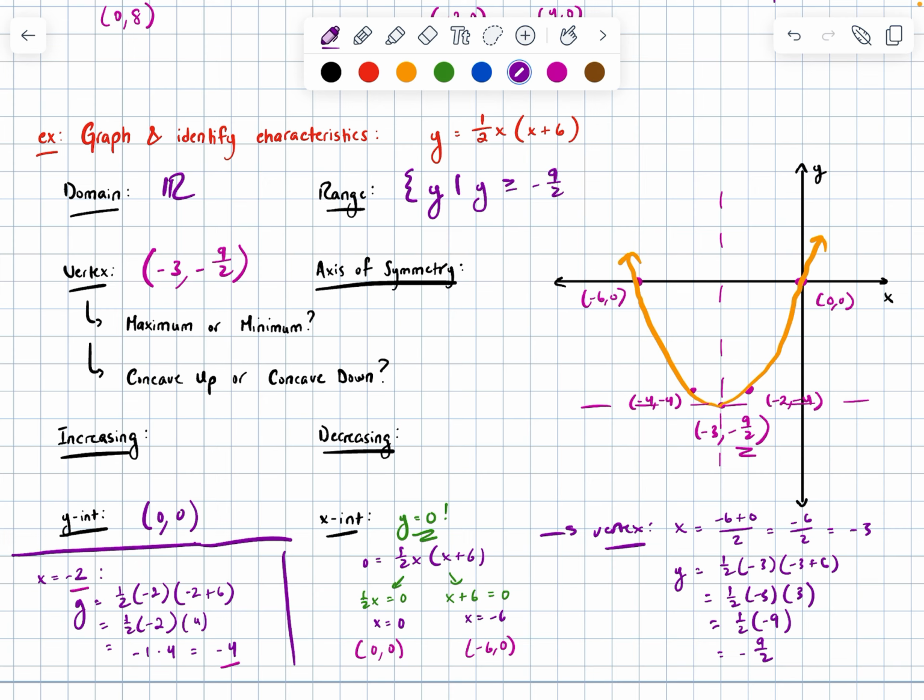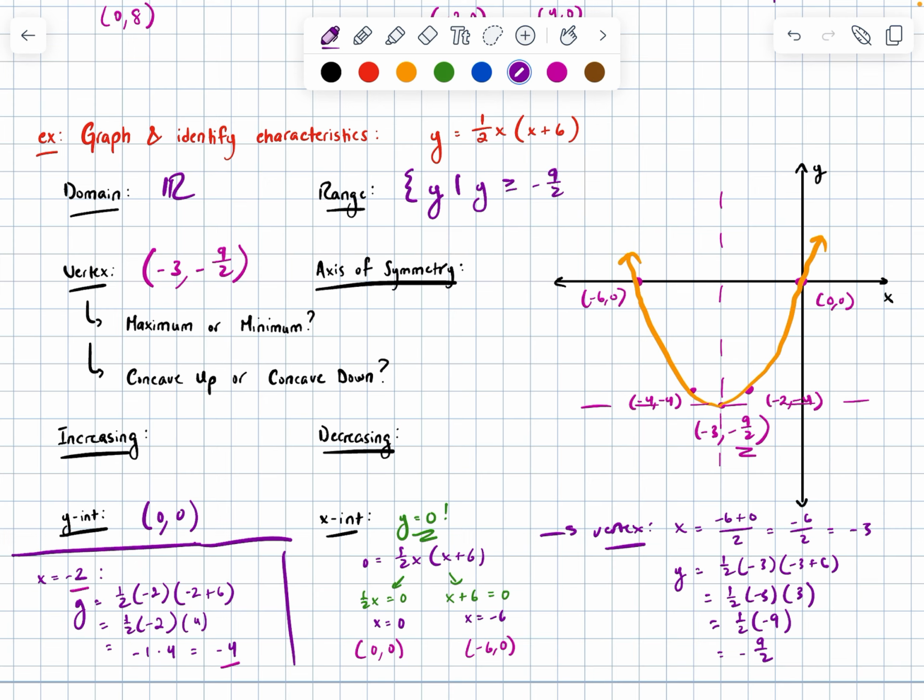For my axis of symmetry, it passes through the vertex. The equation of any vertical line is x equals the x value of the vertex, which is -3. Here, this vertex is a minimum. It's at the bottom of my graph. It's a happy parabola, so it's concave up.